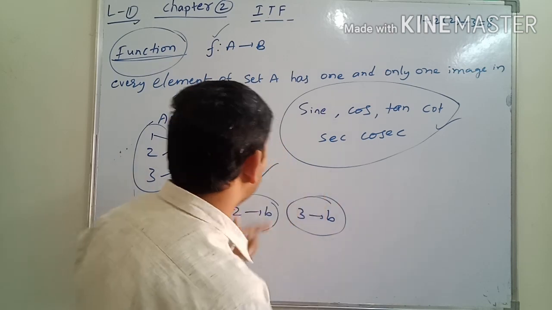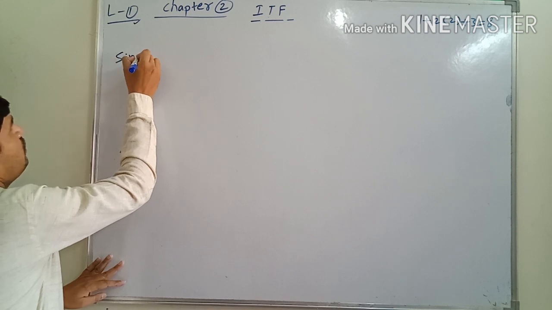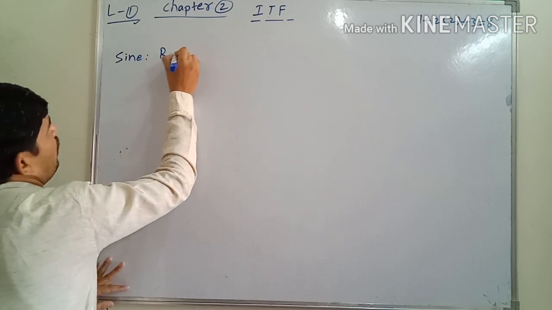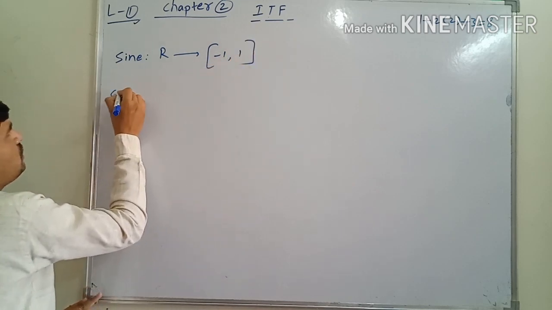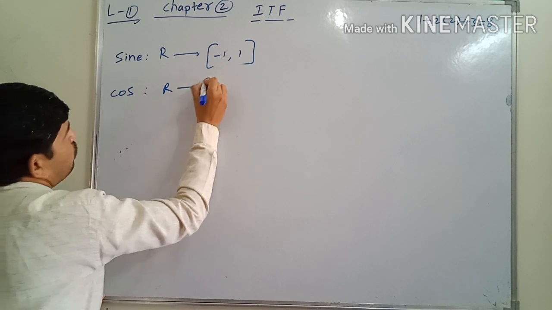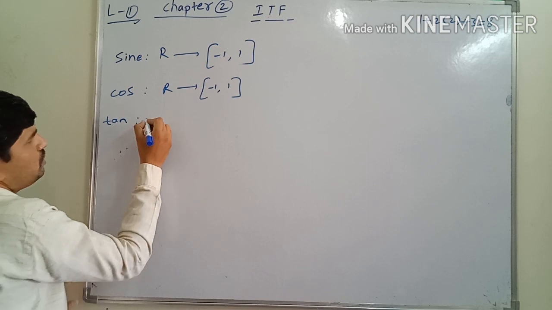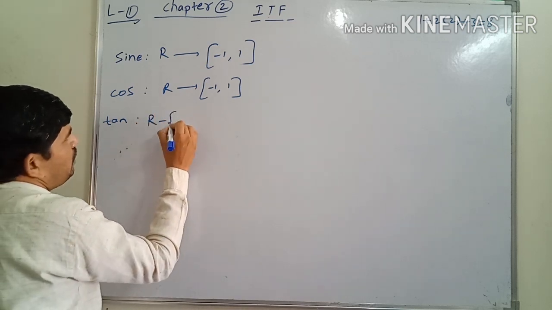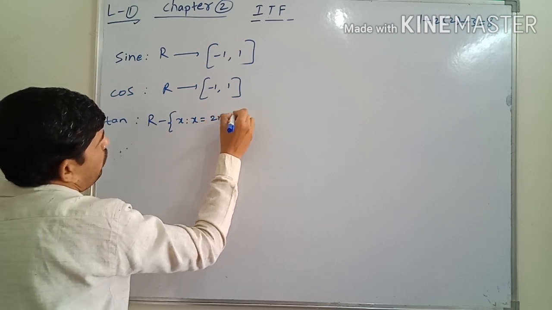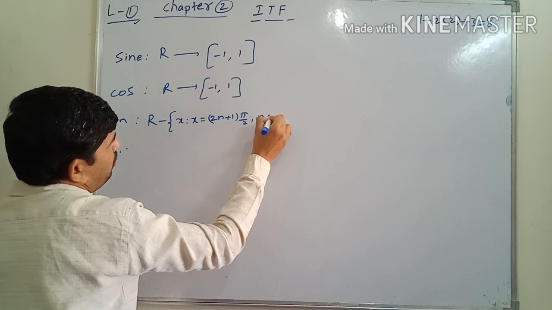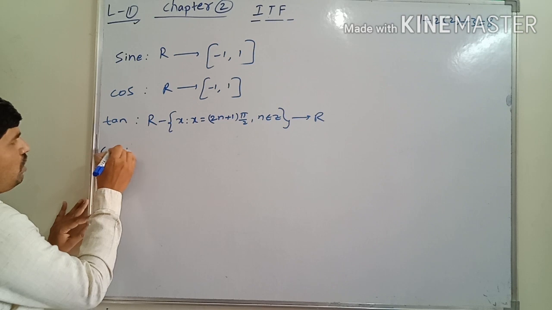Let me recall the domain and range of the 6 trigonometric functions. Sine function: the domain is R, and the range is -1 to 1. Again, the cos function is similar to the sine. After that, the tan function: the domain is R minus the set of x such that x equals (2n plus 1) into pi by 2, n belongs to Z, and the range is R. And the next one is the cot function.